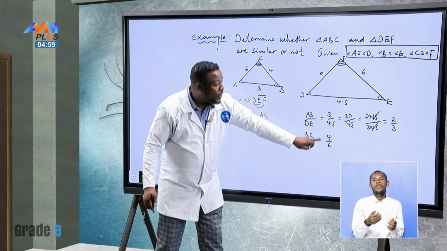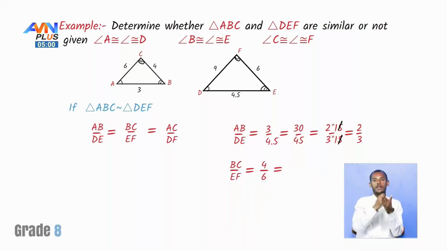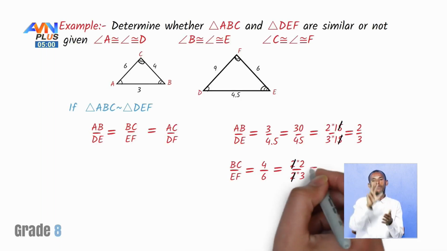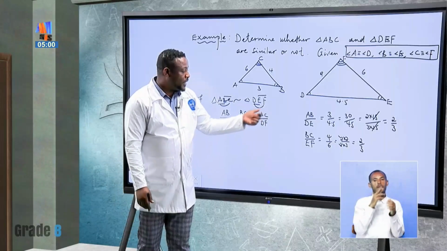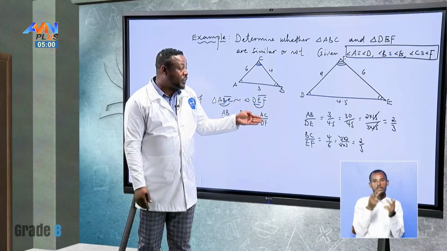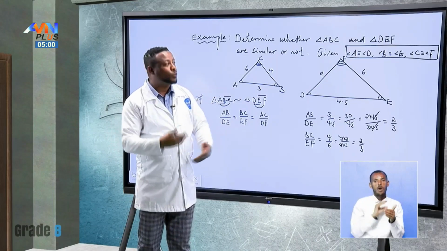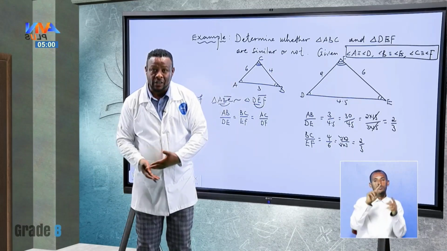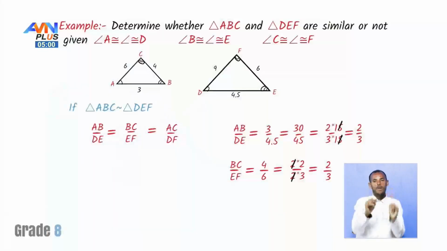So the simplified form of 4 over 6 is, 4 can be written as 2 times 2, and 6 is 2 times 3. So this is 2 over 3. Look, the first two ratios are the same, so we need to check the third ratio. If the third ratio is also the same as 2 over 3, then our conclusion will be the two triangles are similar. So let's see what AC over DF looks like.